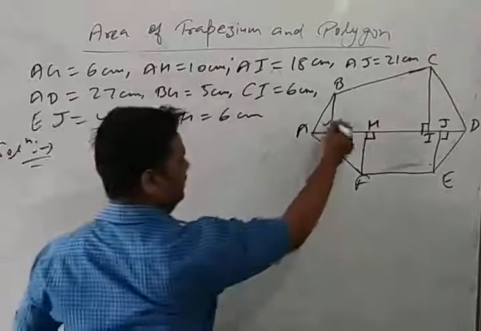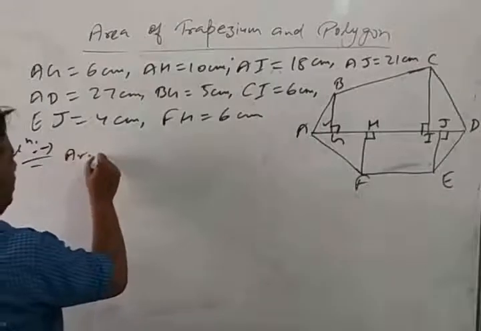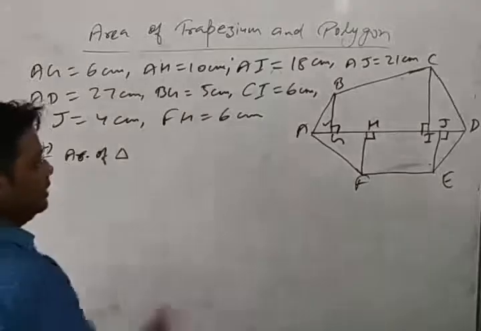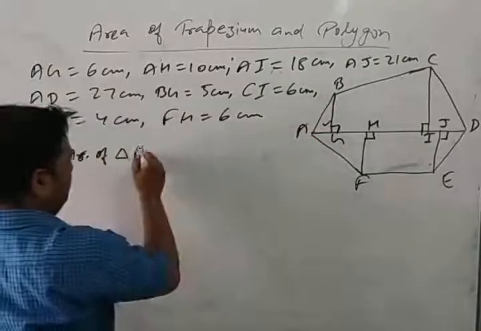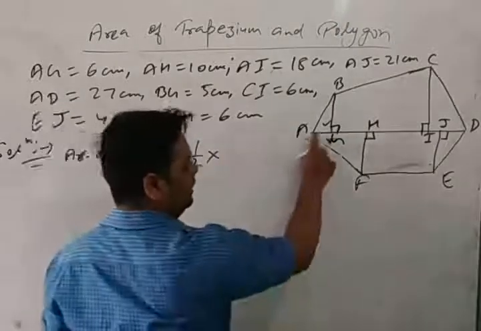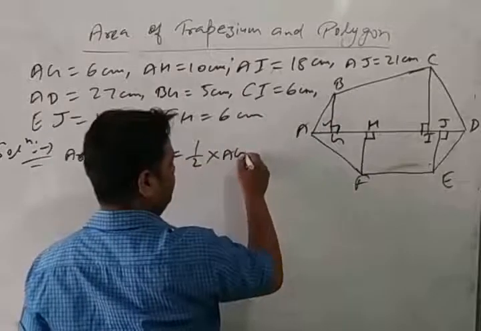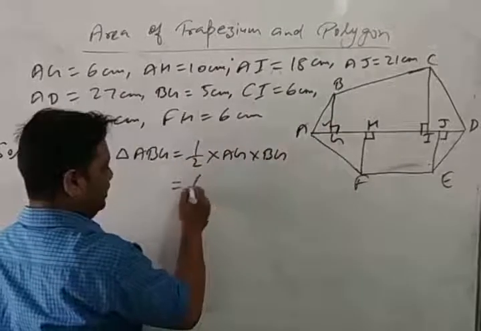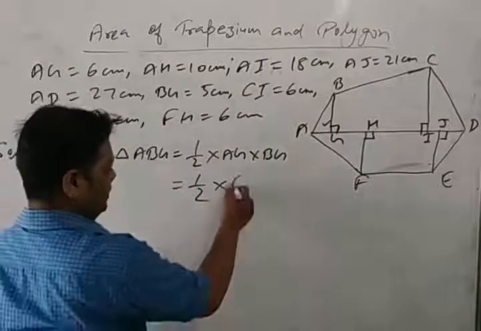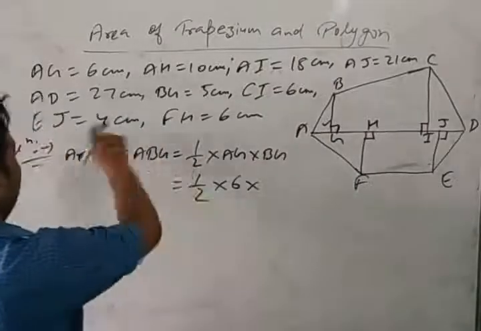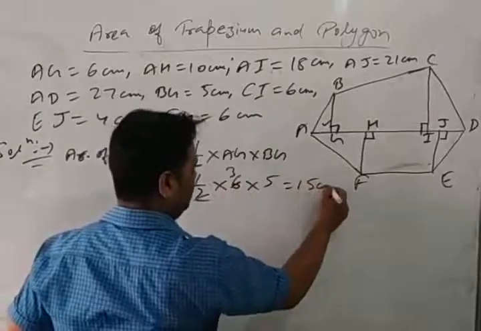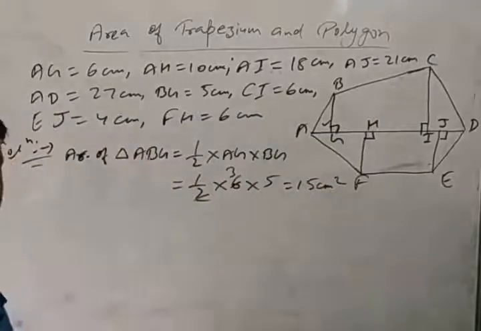Now the first triangle, we can write area in short as AR. So area of triangle ABG is equal to 1 by 2 into base into height. Base will be AG and height will be BG. AG is given, 6. And BG is given, 5 centimeter. Solve it: 2 threes are 6, 3 fives are 15 centimeters. This is the value of area of triangle ABG.